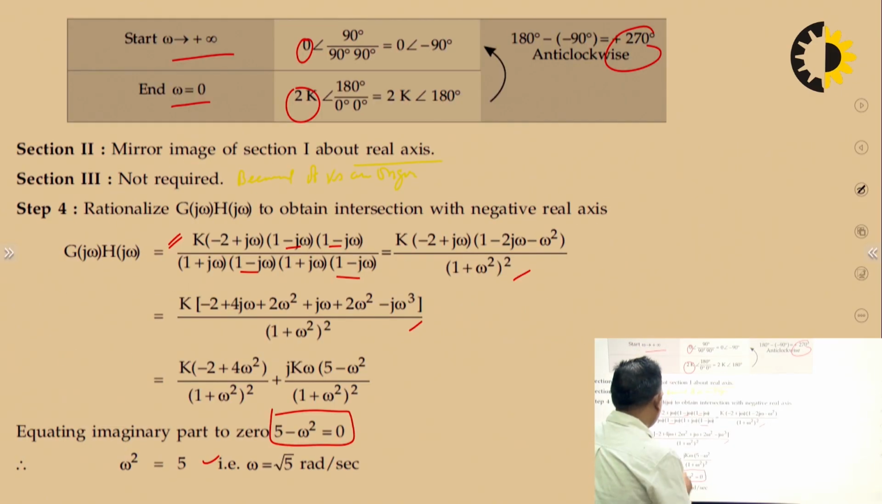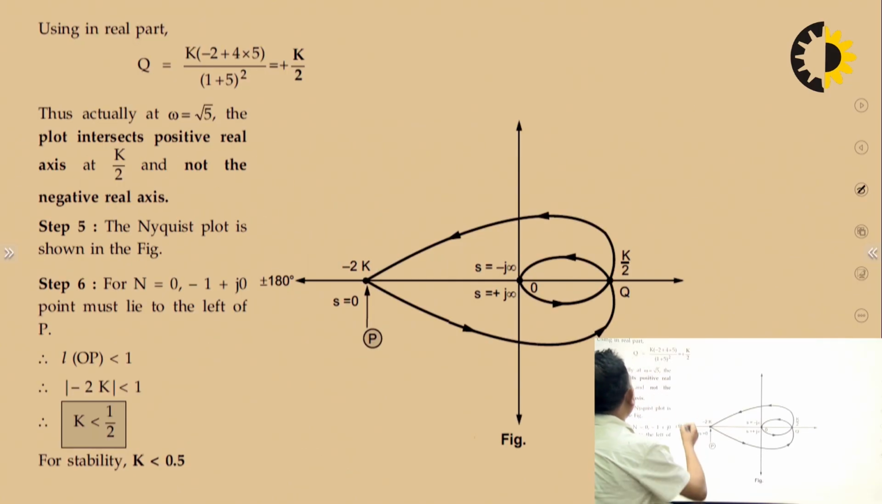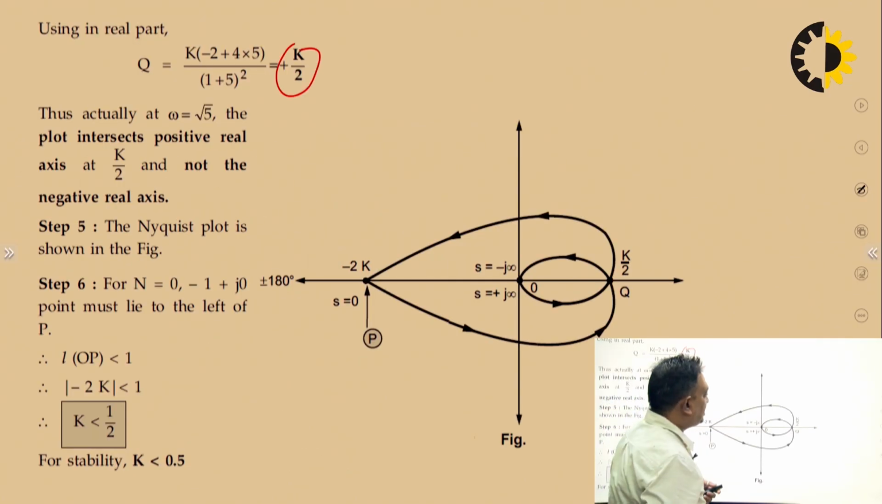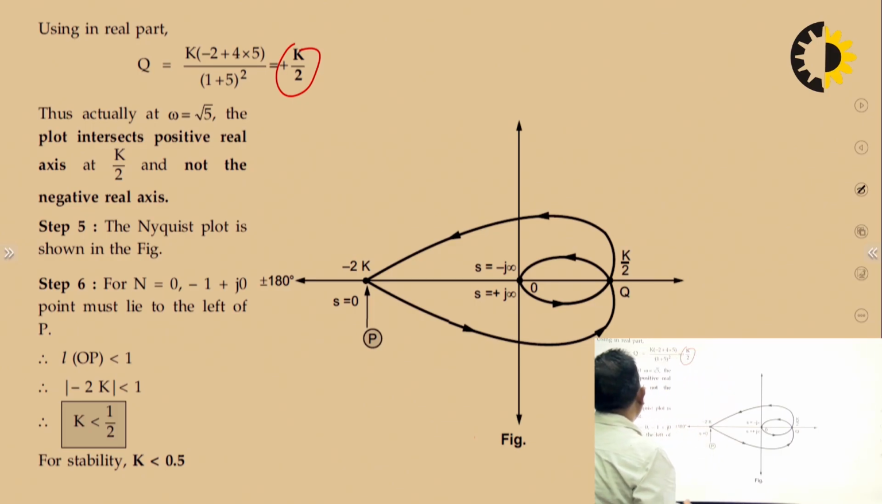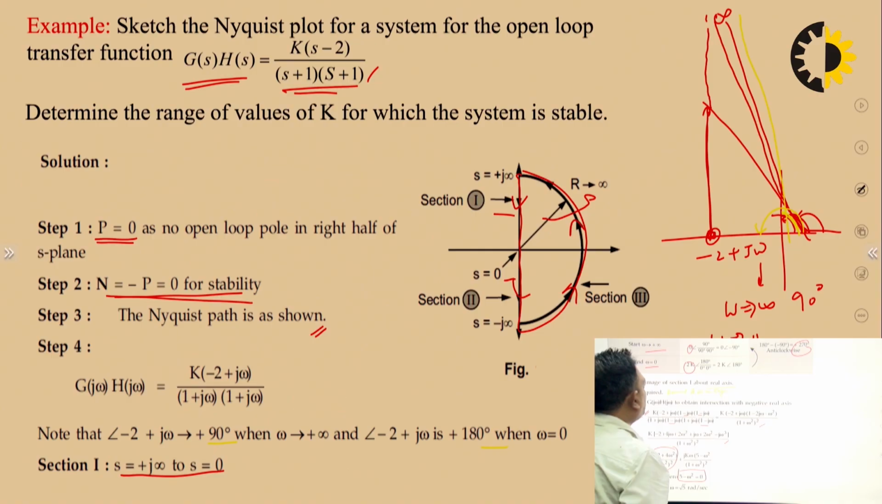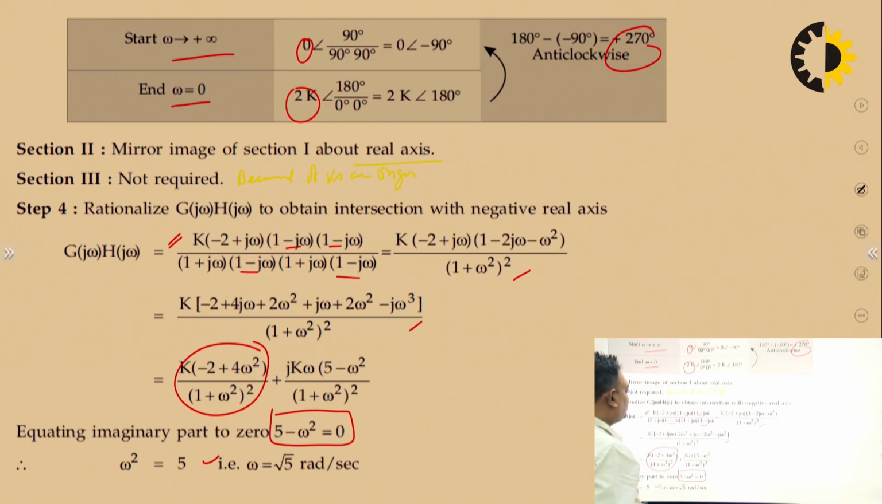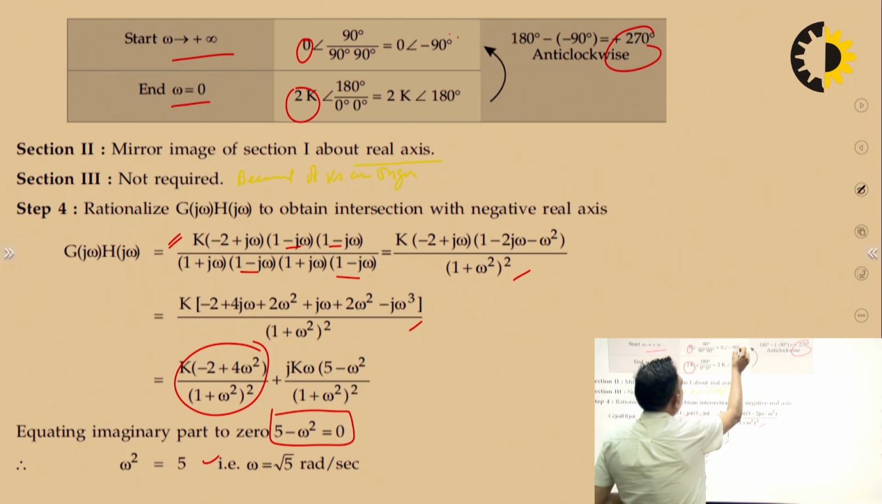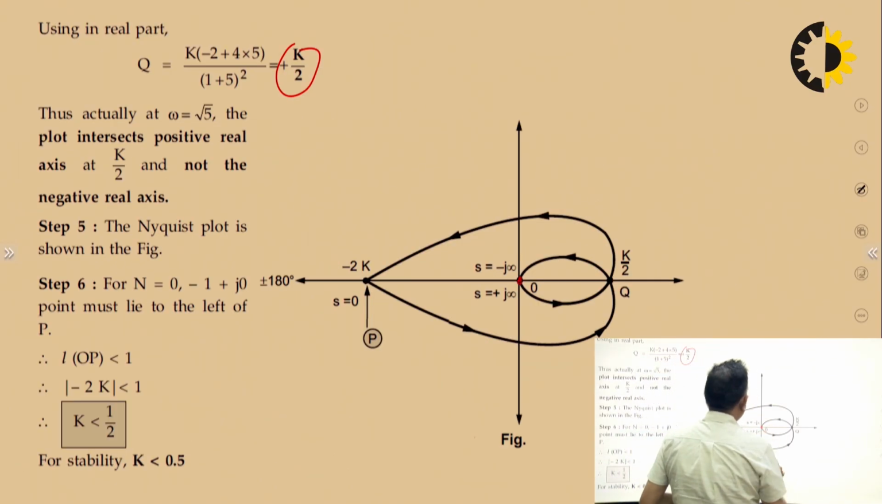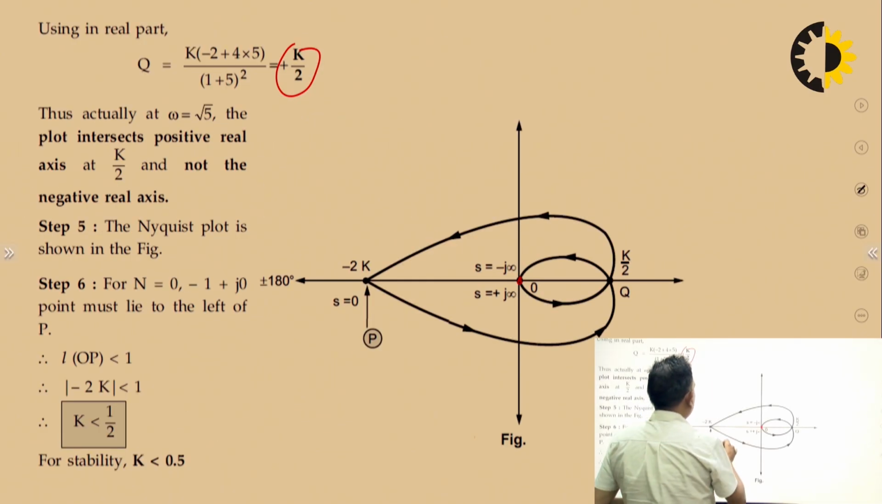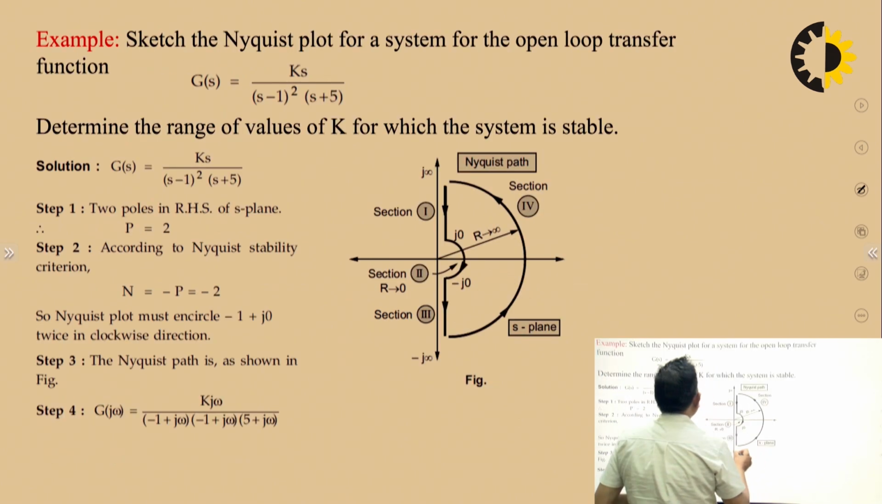Now we will put this value into the real part, and the real part comes to be plus k by 2. So plus k by 2 means the Nyquist plot will cut the positive real axis, not the negative real axis. So this is the Nyquist plot, and how is it made? It is made using plus infinity, where you can see the value is 0 at minus 90 and 2k at 180. 0 at minus 90 is this point. 2k at angle 180 is this point.